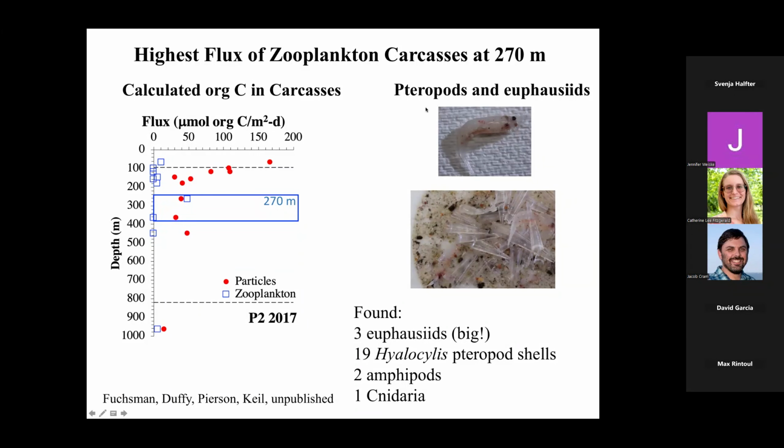And they are, well, pteropods and euphausids, a lot of them. So we found 3 euphausids, 19 pteropod shells. Some of them had bodies, some of them didn't. 2 amphipods and 1 cnidaria, so jellyfish. Well, that gives you an idea of kind of who's there a bit. Certainly, there are pteropods and euphausids in this depth range.